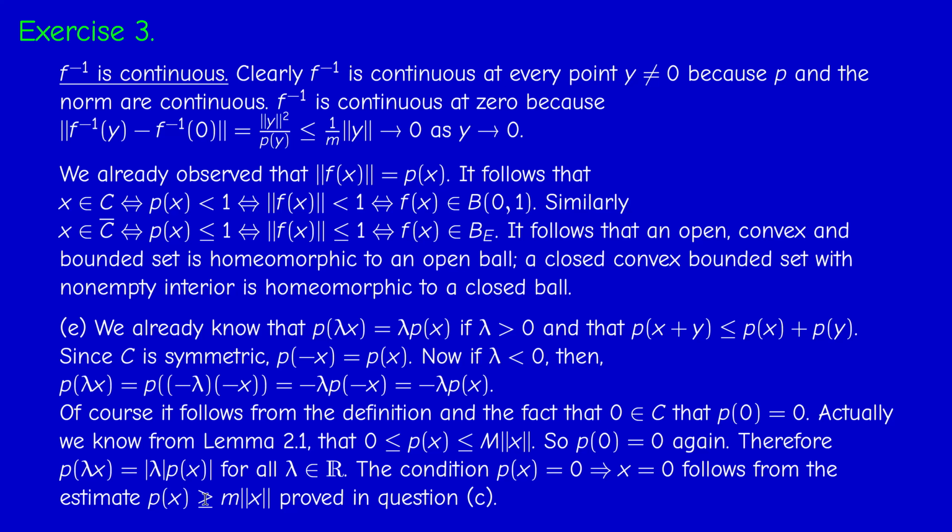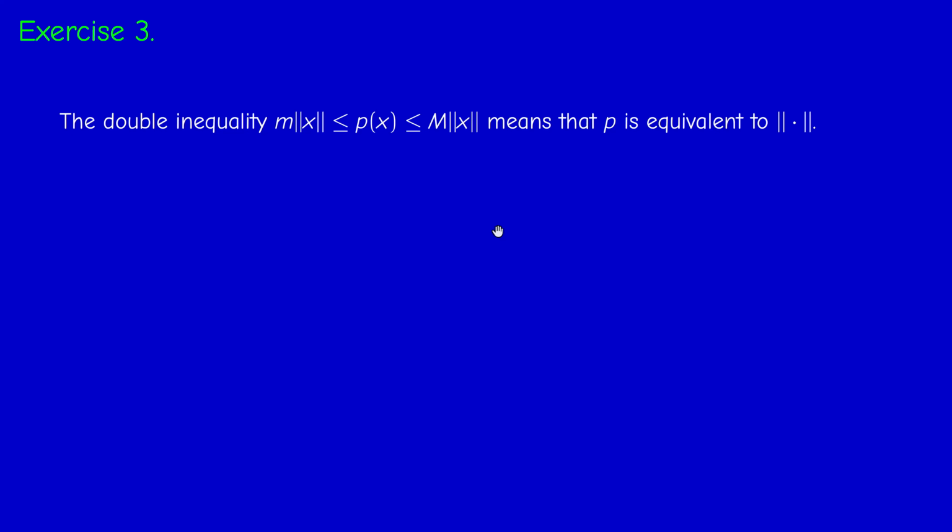So therefore P is a norm. But what did we assume about C? We assume that it's bounded and it is symmetric with respect to the origin. And we have the double inequality, so this means that P is not only a norm, but it's equivalent to the original norm. Now, the last question is just a counterexample.